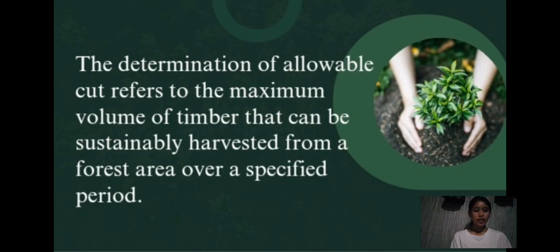The determination of allowable cut refers to the maximum volume of timber that can be sustainably harvested from a forest area over a specified period. Ibig sabihin, tinutukoy nito kung paano malalaman kung gaano karami ng kahoy ang pwedeng i-harvest o kunin mula sa forest over a specified period. In other words, limit lang. Limitado lang yung pagputol ng mga puno para ma-ensure na yung forest ay mananatiling healthy and sustainable.